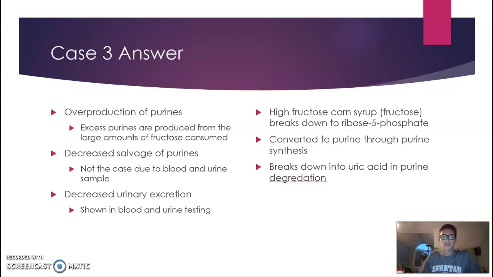In the body, fructose is broken down to ribose 5-phosphate, which is then converted to purine. This purine is then degraded into uric acid, and the increased uric acid then builds up to cause gout. The symptoms of gout include stiffness, pain, and swelling in the joints, knees, ankles, feet, and in this case, the big toe.